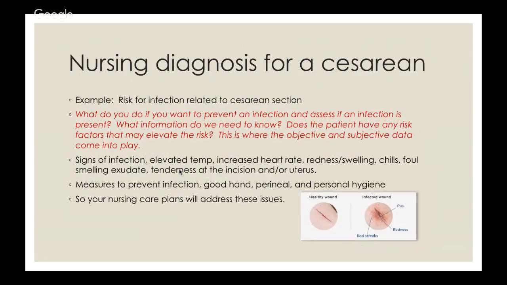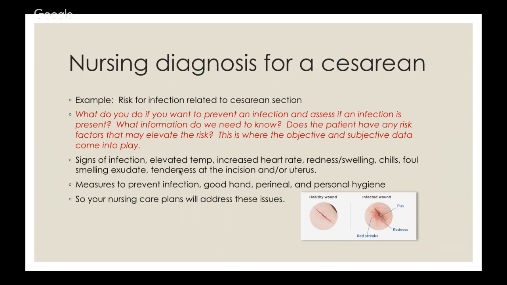So let's look at a potential nursing diagnosis for a C-section. Let's look at risk for infection related to cesarean. On a side note, a risk for nursing diagnosis is not going to have an "as evidenced by" because it doesn't exist yet. But if you say infection related to cesarean section as evidenced by increased white blood cell count or whatever like that, that wouldn't be a risk diagnosis. So let's say we're going to use risk for infection related to cesarean section.